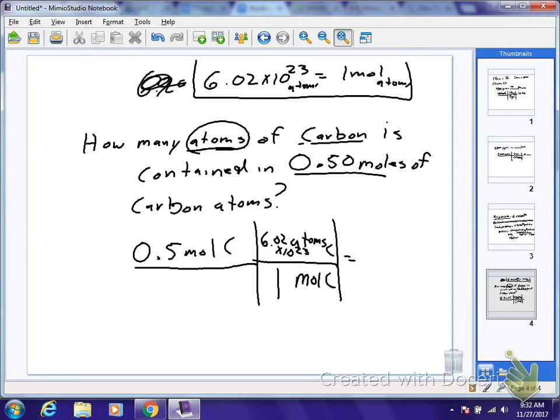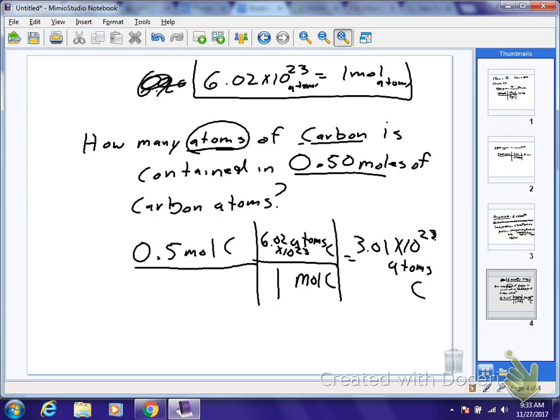So I multiply 0.5 times 6 is what? 3. 5 times 6 would be 30. So that would be 3.01 times 10 to the what? What would be my final answer? What's my exponent? 23rd. Everybody see that? And that would be atoms of carbon. Any questions?